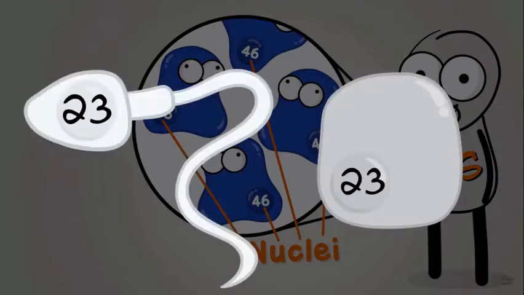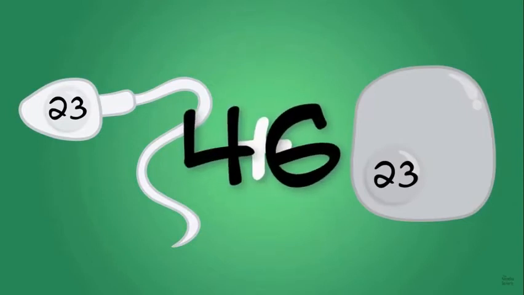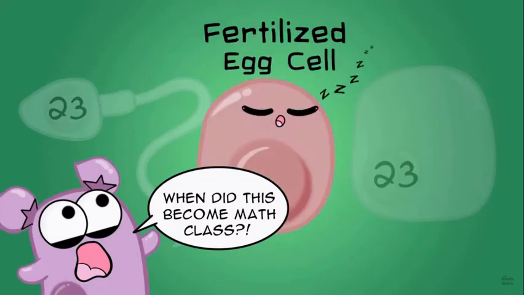Human sperm cells and egg cells have 23 chromosomes. Why the number difference? Well, if a sperm cell has 23 chromosomes and an egg cell has 23 chromosomes, when they come together, that makes 46 chromosomes. That will allow a newly formed fertilized egg to develop into a human.